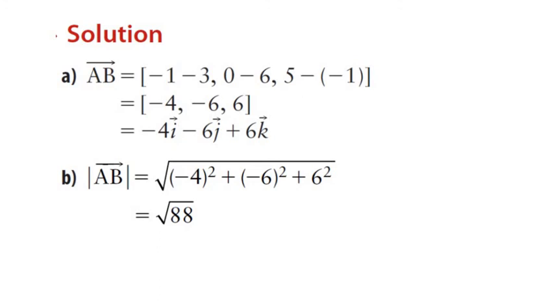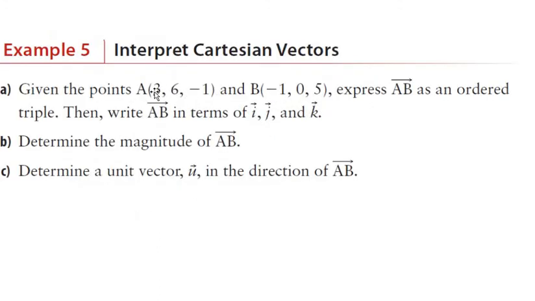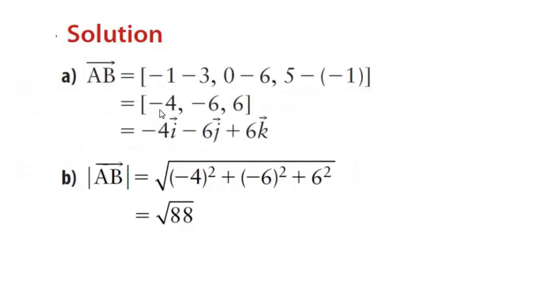So AB is going to be -1 minus 3, which is going to be -4, 0 minus 6, which is going to be -6, and 5 minus -1, which is going to be +6. So as you see here, it's going to be -4, -6, and 6. Or we can say -4i, -6j, and 6k. The magnitude is going to be square root of -4 squared plus -6 squared plus 6 squared.